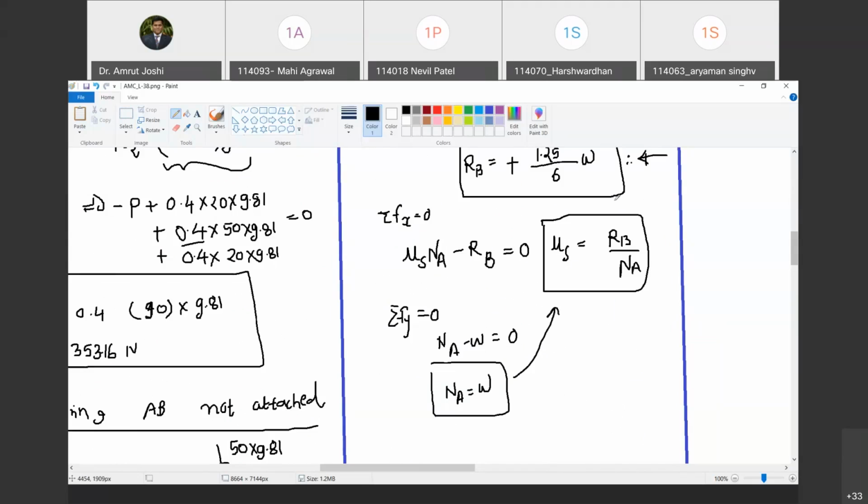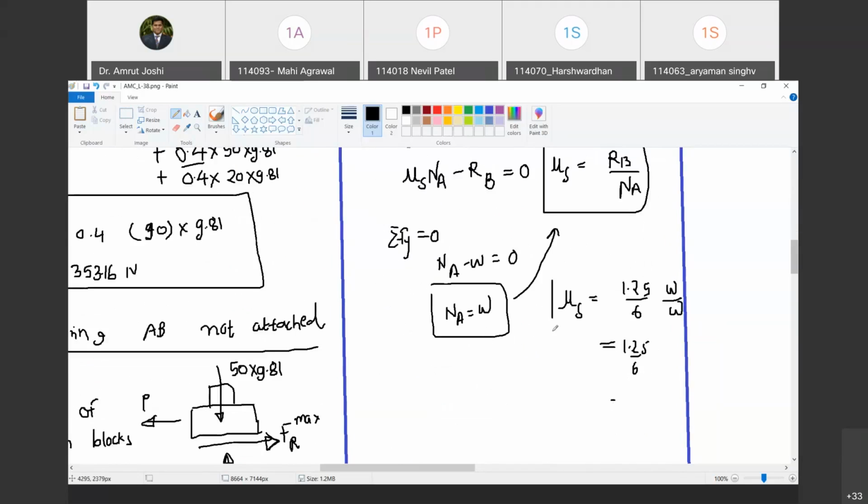Now I substitute Rb and Na values in this equation. You substitute both the values here. What do you get? Mu s is equal to 1.25 by 6 times W upon W. So it is 1.25 by 6. So how much is that? Tell me. 0.208.